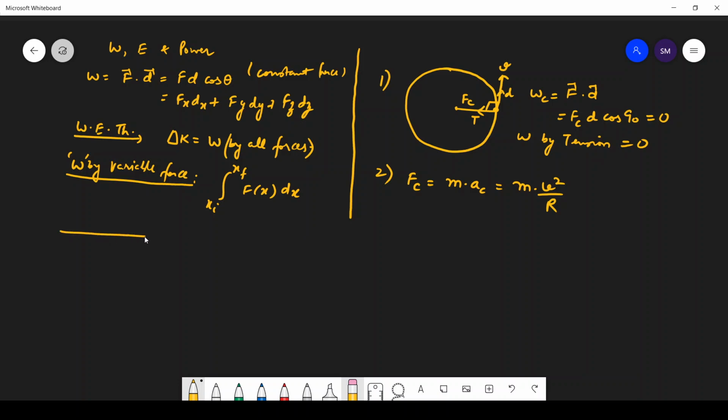Now after this we did the next topic, which is the work energy theorem for the variable force. So this work energy theorem is for the variable force also, and it is for the constant force also.